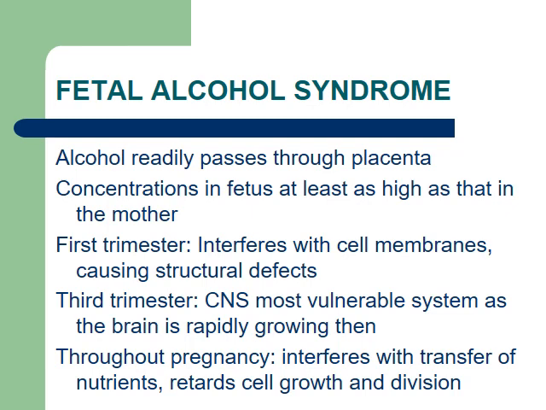And then there's fetal alcohol syndrome. Oh my goodness, just know that if you're drinking, the baby's drinking. All right, these moms need to know that if you're drinking, the baby's drinking. Alcohol readily passes through the placenta. The concentrations in the fetus are going to be at least as high as that in the mother. In the first trimester, again, we're causing structural defects, right? That's when all the organogenesis is happening. In the third trimester, heavy drinking will affect the central nervous system, the most vulnerable system, because the brain is rapidly growing then. If they drink throughout the entire pregnancy, it interferes with the transfer of nutrients and retards cell growth and division. So they're sick.